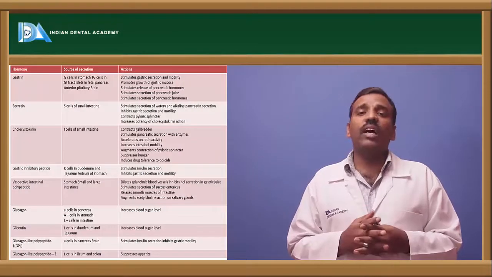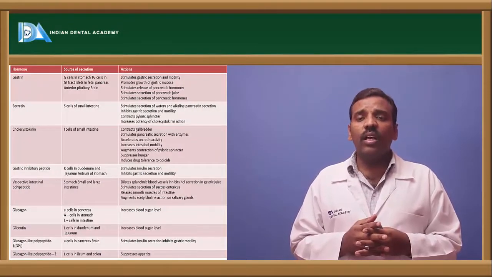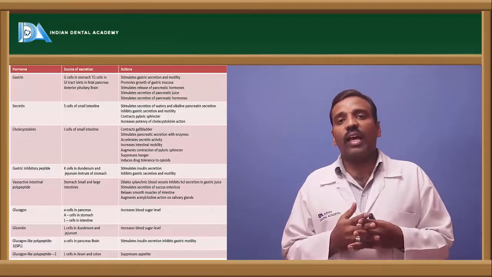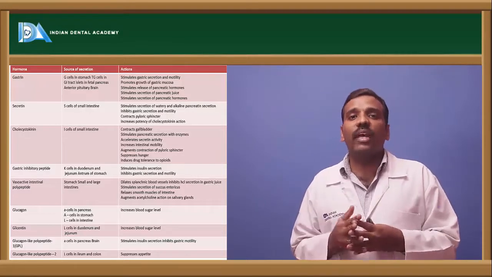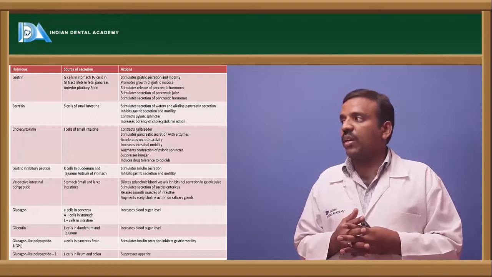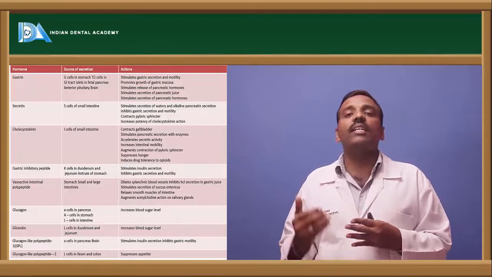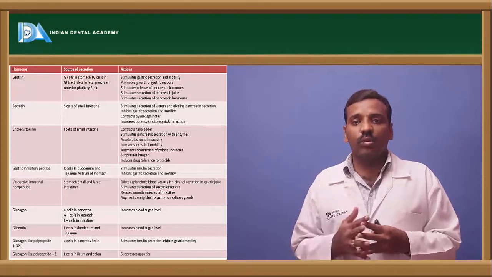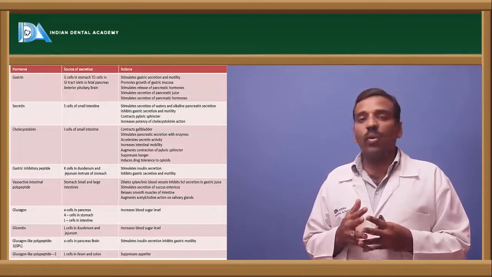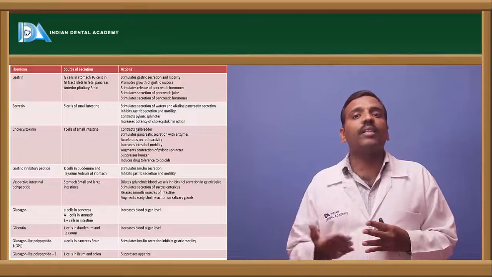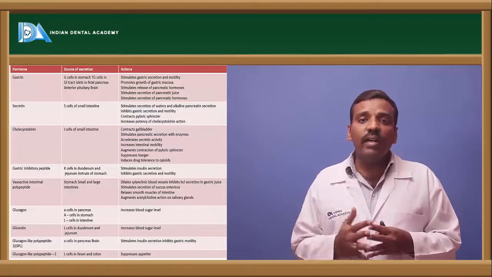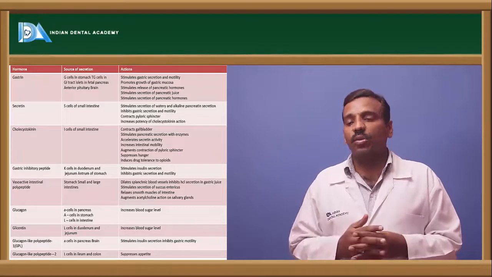And if you see the hormonal actions, okay, so one is gastrin. The action of the gastrin is it stimulates the gastric juice secretion, and next one is secretin. It stimulates the intestinal juice secretion and it inhibits the gastric juice secretions. And next one is cholecystokinin. It inhibits gastric juice secretion, and at the same time it stimulates the intestinal juice secretion.